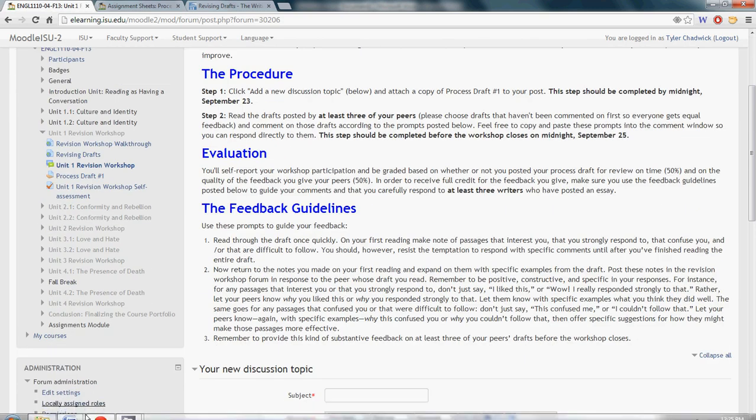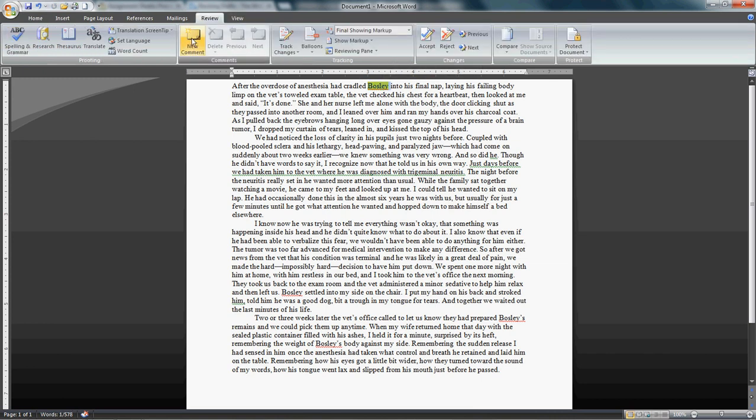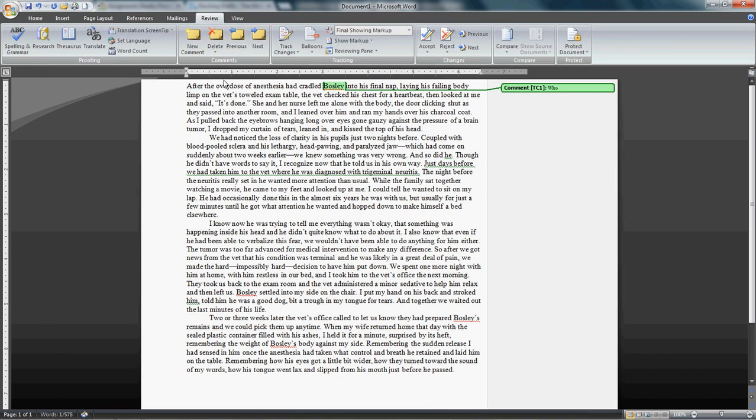And I thought really quickly I'd give you a brief walkthrough of a piece that I've written here, just to say how I would go about this. I'd read it first. "After the overdose of anesthesia had cradled Bosley into his final nap." Now, as I read this, I'm thinking, oh, who's Bosley? So I would mark that, highlight it, and then if I were doing this in Word, I could use the review. I think I could leave a comment to the side. Who is Bosley?